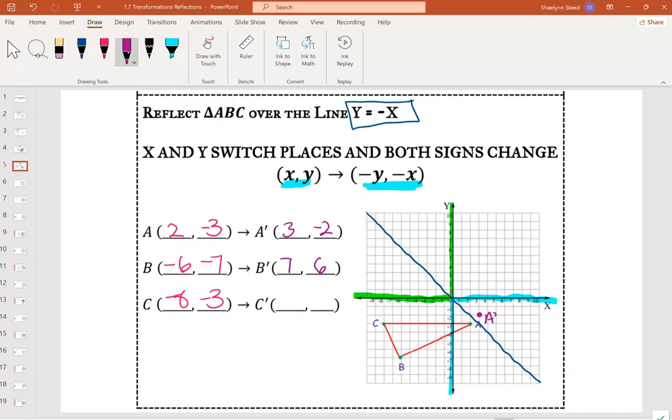Over here, B is going to become 7, 6. 1, 2, 3, 4, 5, 6. And then C is going to become 3, 8. 3, 4, 5, 6, 7, 8. Which looks something like this. Which, if we actually folded it on that blue line, it would land on top of itself.